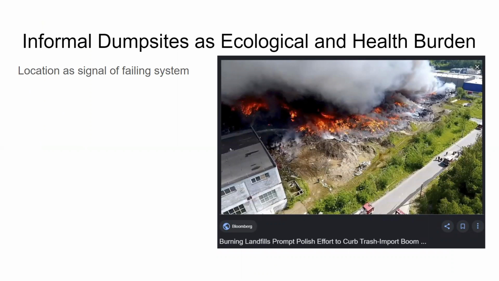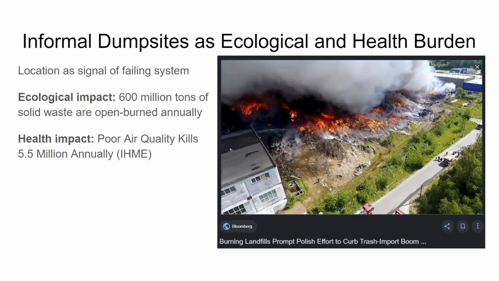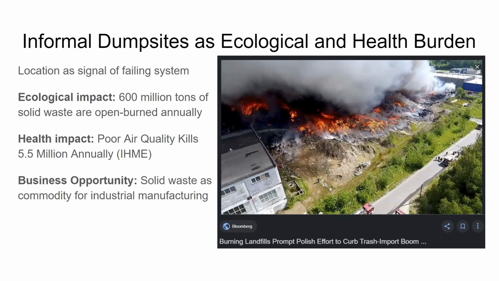We know that over 600 million tons of solid waste are openly burned annually, and this has an impact on our ecological health and air quality. Poor air quality is also responsible for over 5 million deaths annually. Fortunately, this is also a business opportunity. Solid waste could be diverted as a commodity for industrial manufacturing to produce a profit.